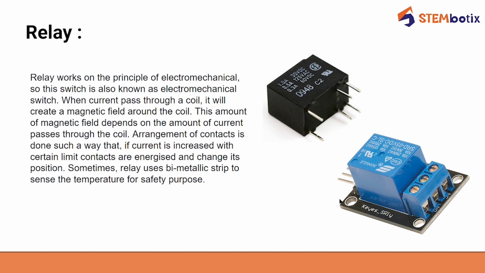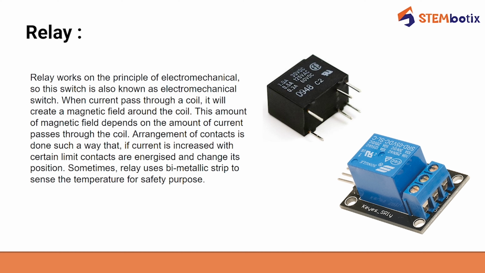A relay works on the principle of electromechanical action, meaning that given an electric signal, it performs a mechanical task. So this switch is also known as an electromechanical switch. When the current passes through a coil, it creates a magnetic field around the coil. The amount of magnetic field depends upon the amount of current passing through the coil. The arrangement of the contacts is done in such a way that if current is increased beyond a certain limit, the contacts are energized and change their position.